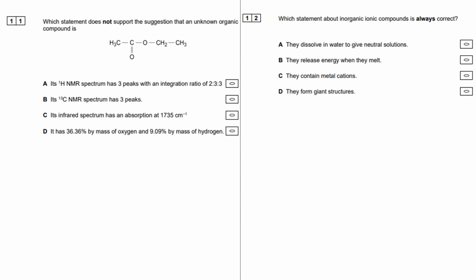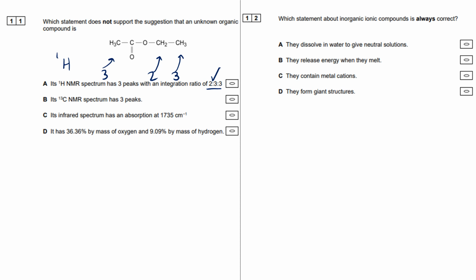Question 11. Another statement where it says which one does not support the suggestion. So therefore you have to go through all of them and eliminate all of the correct answers. So hydrogen NMR, does this compound have 3 peaks with an integration ratio of 2 to 3 to 3? So in the hydrogen NMR or proton NMR spectrum, there's 1 peak, there's 2 peaks, and there's 3 peaks, or there's 3 different hydrogen environments, 3 hydrogens in that environment, 2 hydrogens in that one, and 3 in that one. So it would have 3 peaks with that ratio.